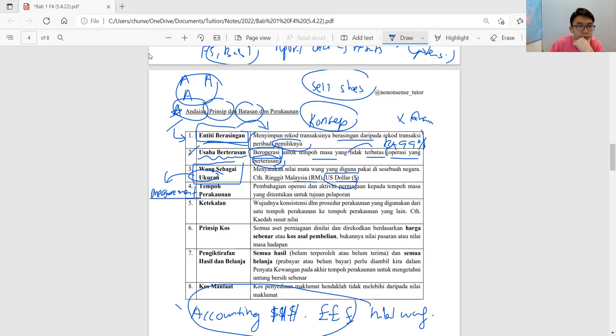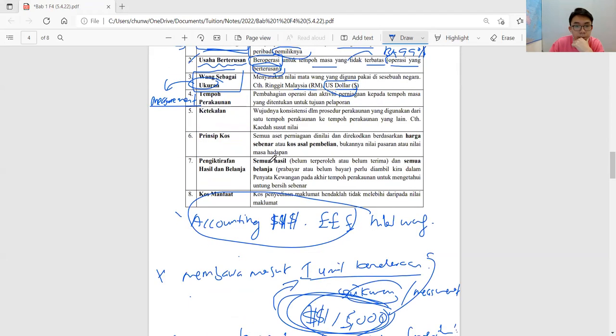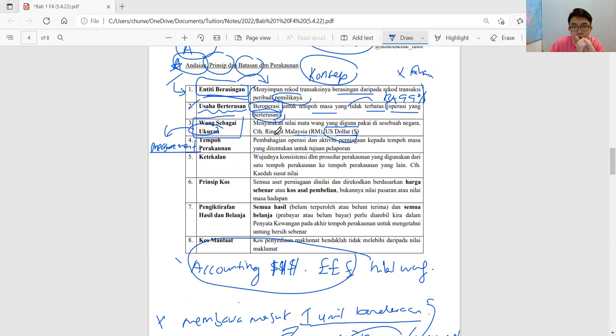Okay. Next. So simple. When you see this ringgit Malaysia, US dollar, wang sebagai ukuran. Okay, now 4. Tempo perakaunan. You have to know that in accounting, we have satu time frame. Kita panggil tempo perakaunan. So what does it say here? It says pembahagian operasi dan aktiviti menengah kepada tempoh masa yang ditentukan untuk tujuan pelaporan.